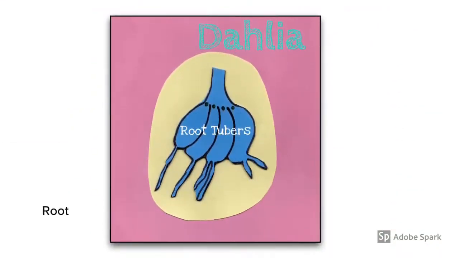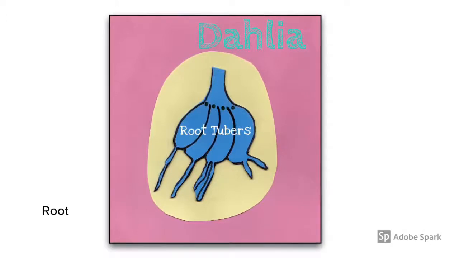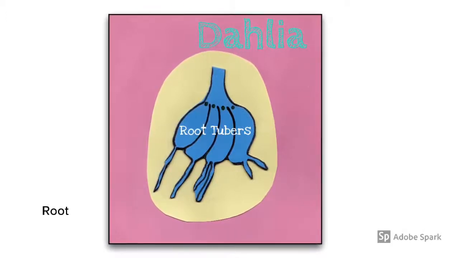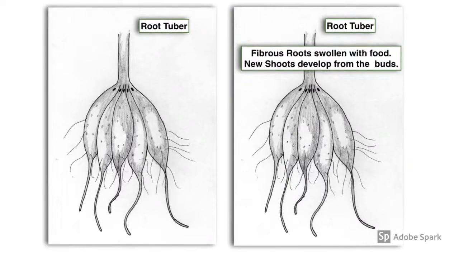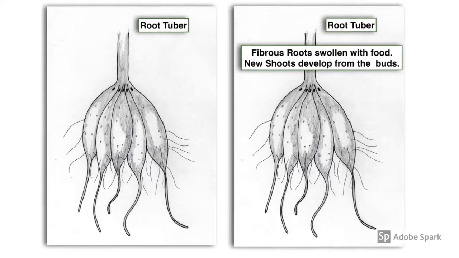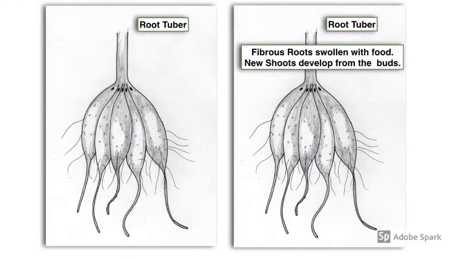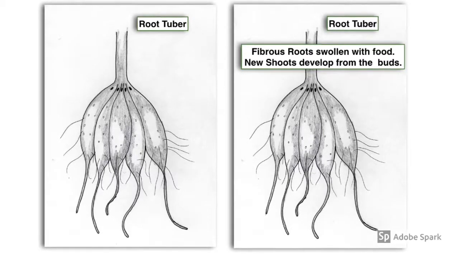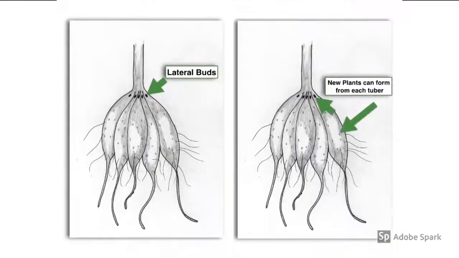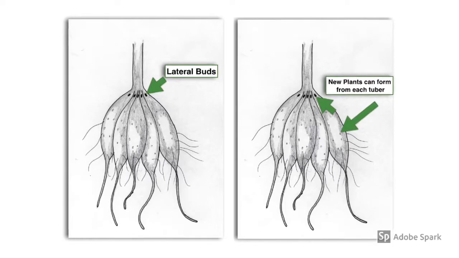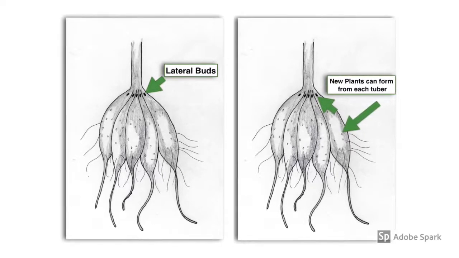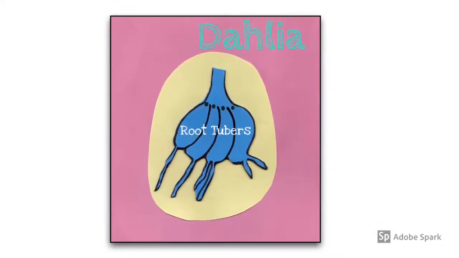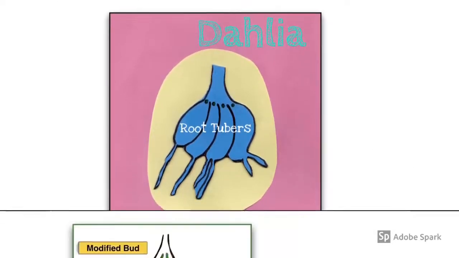The last example of natural vegetative propagation involves the root, and it's the development of these structures known as root tubers. Root tubers are these roots that have become swollen with food, and associated with these swollen roots are lateral buds found at the base of the stem. Each of those swollen roots has the potential to become a new plant, with shoots being formed by those lateral buds. And an example of a plant that produces root tubers is the dahlia.